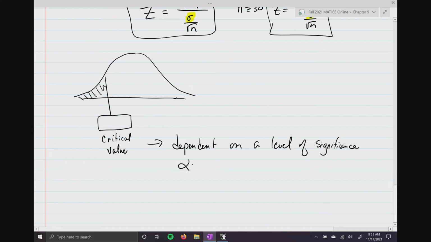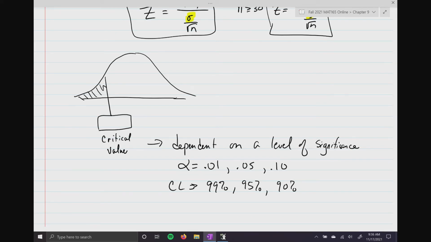So alpha is going to be equal to, and these are the most common, 0.01, 0.05, or 0.10. And if you think about this, when we were talking about our confidence levels, when we were doing our confidence intervals, that would correspond to a 99% confidence level, a 95% confidence level, or a 90% confidence level. But the thing you've got to be careful about is that with confidence levels, you always had two tails. However, with hypothesis testing, the alternative hypothesis will dictate what type of test you're doing, whether it's left tail, right tail, or two tail. So you've got to be careful.